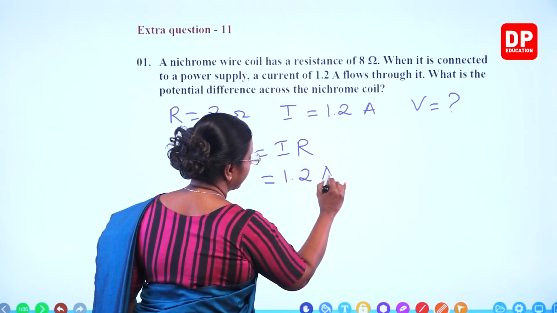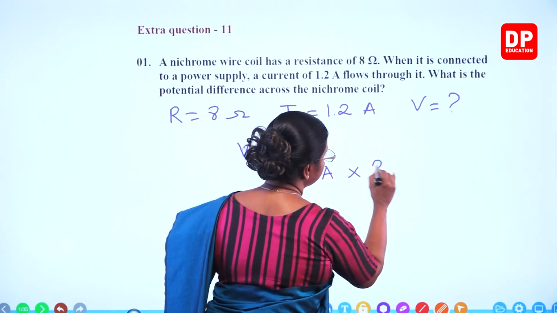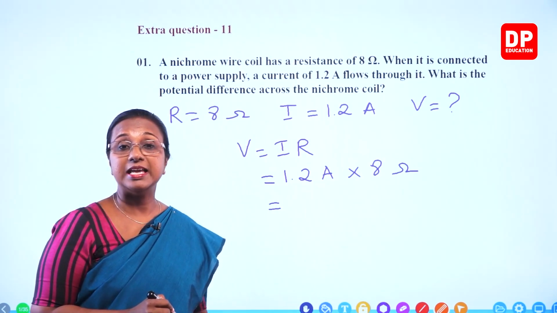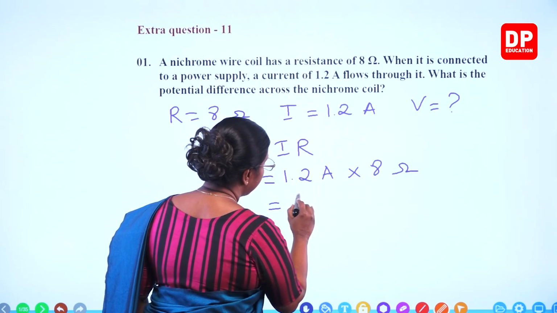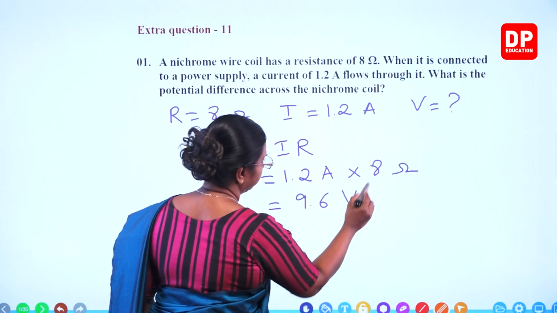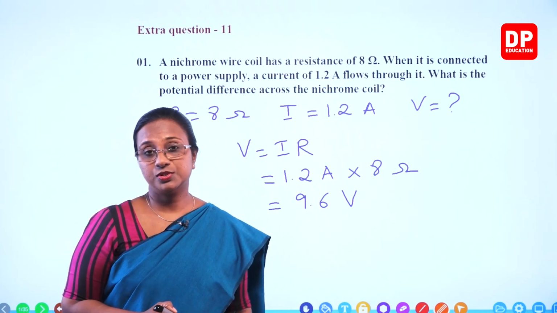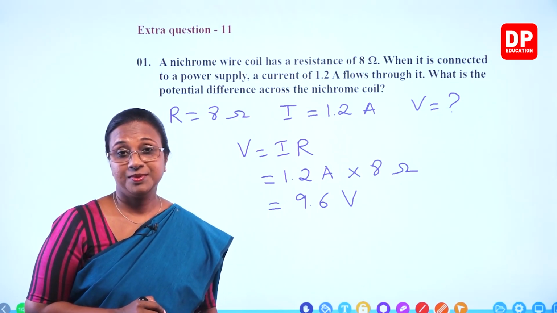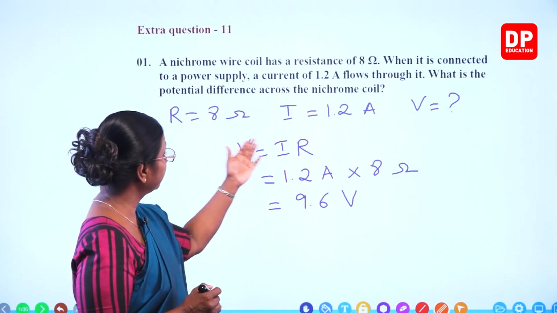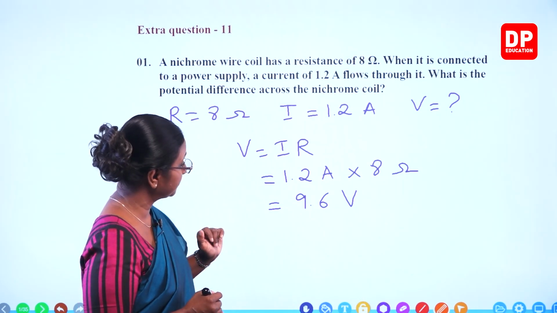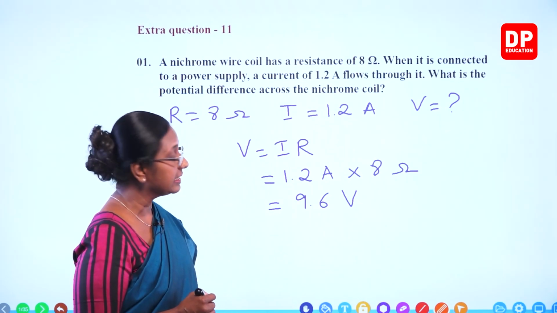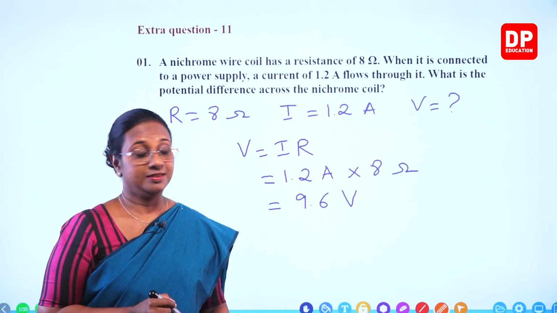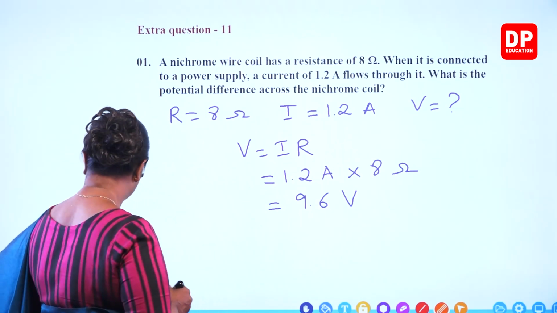I is equal to 1.2 amperes and R is equal to 8 ohms. So when you multiply 1.2 amperes by 8 ohms, what will be the answer? 9.6 volts. So that is the potential difference across the nichrome coil. So this is a direct question, students. You need to use the equation for Ohm's law. Substitute the values 1.2 amperes and 8 ohms. So the answer will be 9.6 volts. With that, we will move on to the next question.